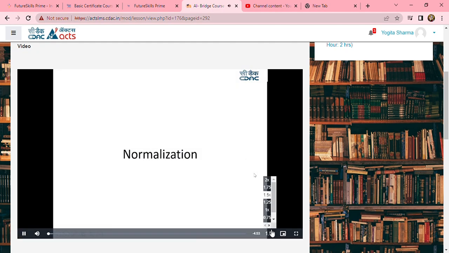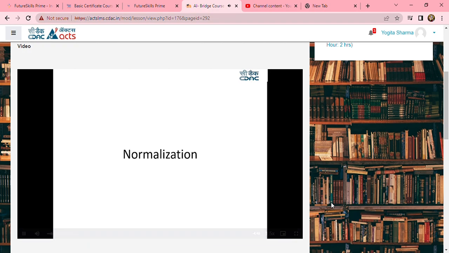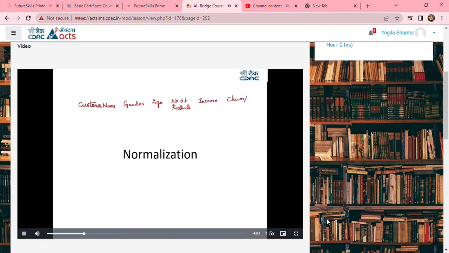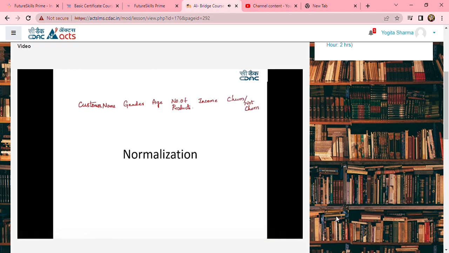Data normalization. Normalization is a mechanism of scaling all the variables onto one particular scale. For example, let us assume that we have data being captured for customers, where the columns include the customer name, gender, age, number of products bought by this particular customer, the income, and whether a customer will churn or will not churn. Let us assume this is what is being captured for the customer data.